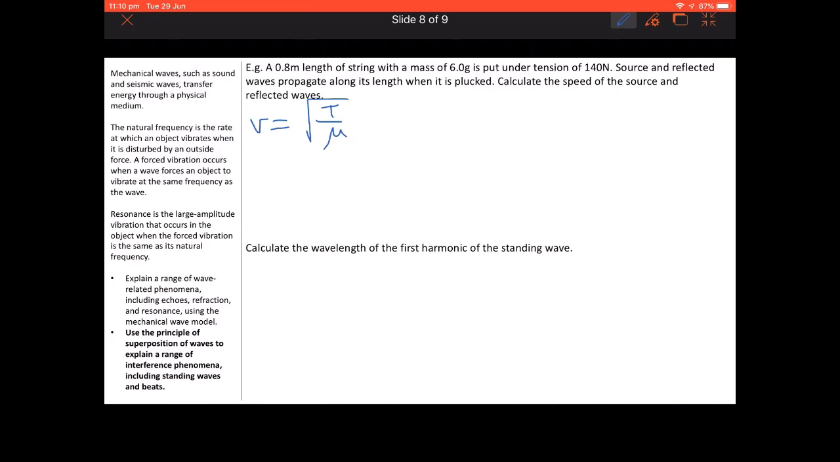Mu is equal to mass divided by length, and in our situation here, mu is equal to 6 grams, which is 6 by 10 to the negative 3 kilos, divided by length, which is 0.8 meters. This overall is equal to 7.5 by 10 to the negative 3 kilograms per meter.